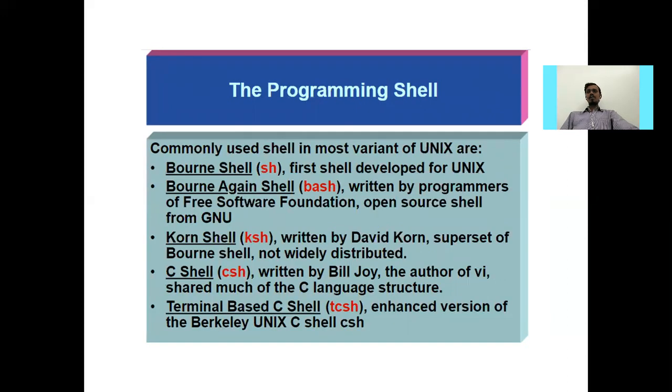The programming shells. There are several types of programming shell in Unix. Some are listed below. The first is the Bourne shell or sh shell. The first shell developed for Unix is the Bourne shell, and second is the Born Again shell, or Bash shell, written by the programmers of the Free Software Foundation, an open source shell from GNU.